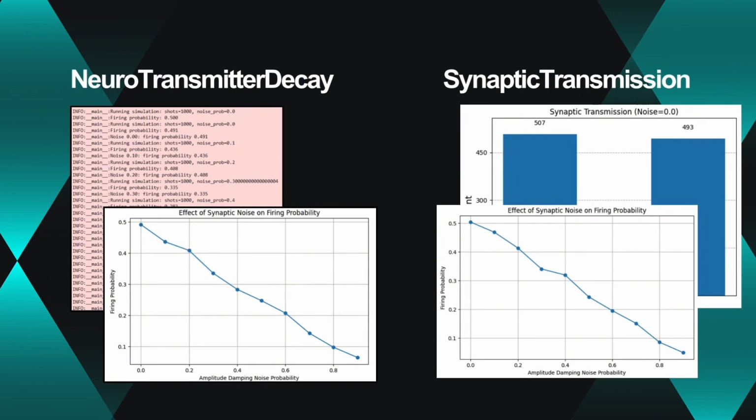And it tests how effective a synapse modeled with RY theta is under real-world-like conditions, with the amplitude damping noise simulating our neurons worsening over time, and it quantifies the reliability of quantum information transmission in a brain-inspired network, modeling neural dynamics in a quantum system.